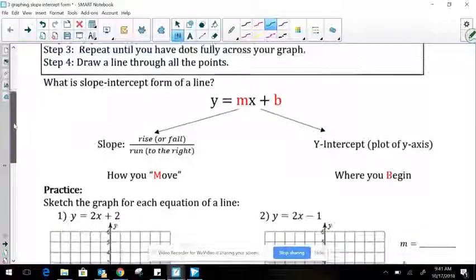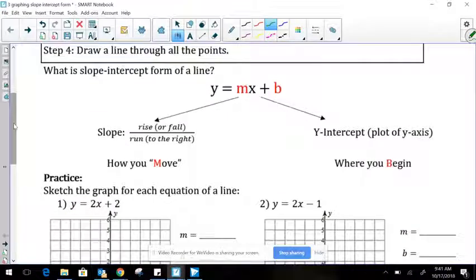Okay, so let's explain what's going on here. So our equation, y equals mx plus b. You can see here, b, that is where you're going to begin. That is your y-intercept. Okay, so it says here y-intercept. This is going to be on your y-axis. So when you're looking at a graph, it would be somewhere along this line here.